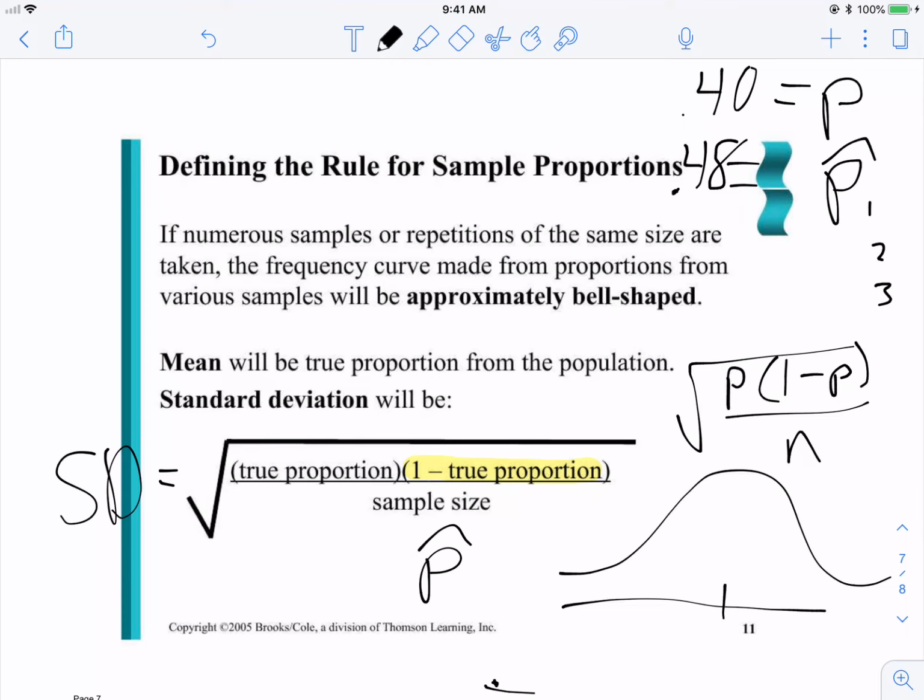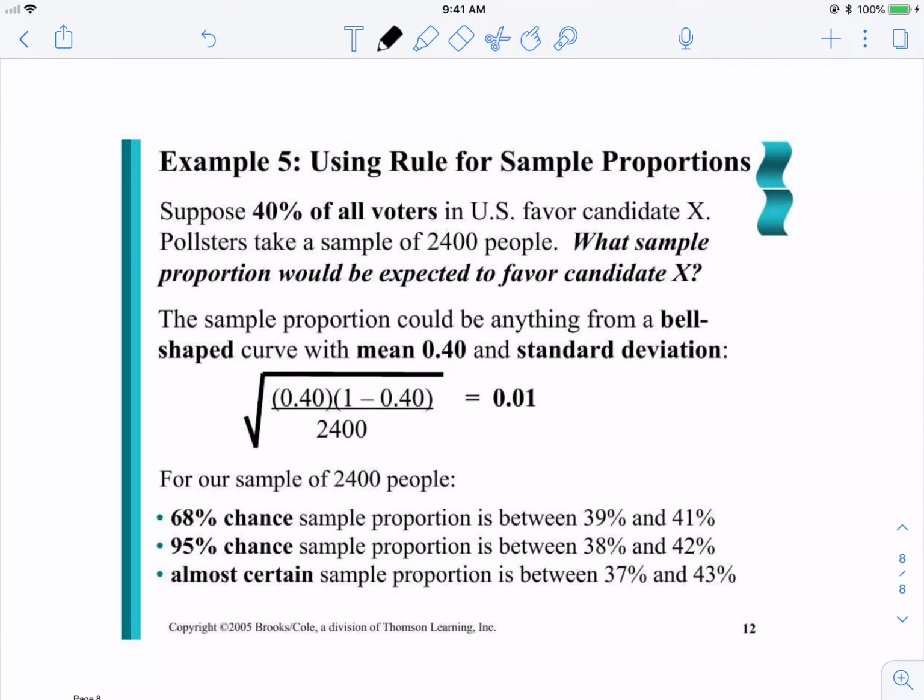What this rule says is that the mean, or the average, of all of those sample proportions will become p, the population proportion. And the standard deviation for that distribution will be found with this equation right here. So here's p right there at the center of this bell curve. This rule says that all of those sample proportions will fit this bell curve. Let's take a look at an example to wrap up here.